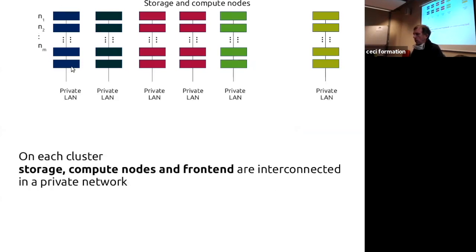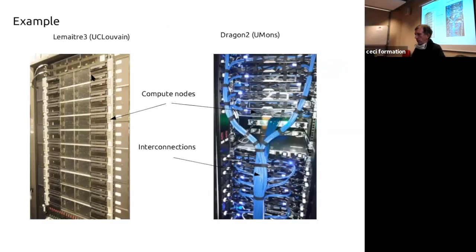All those compute nodes and storage nodes are connected between them with a private line or private network. You can see an example of the stack of compute nodes on the NIC4. And in the back of Dragon2, you can see all the connections for the network between all the compute nodes.